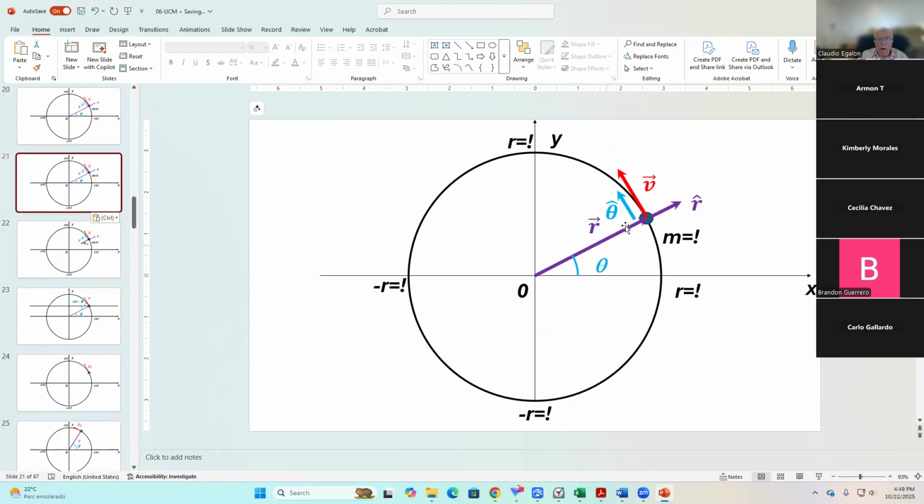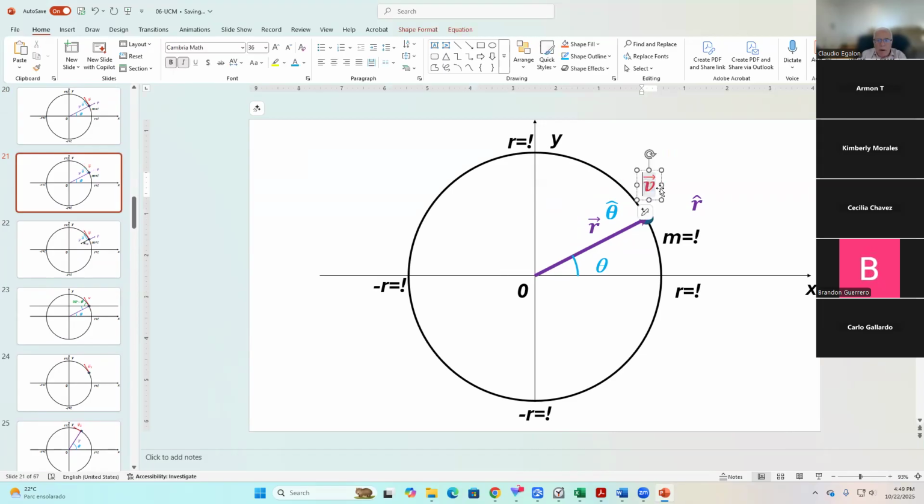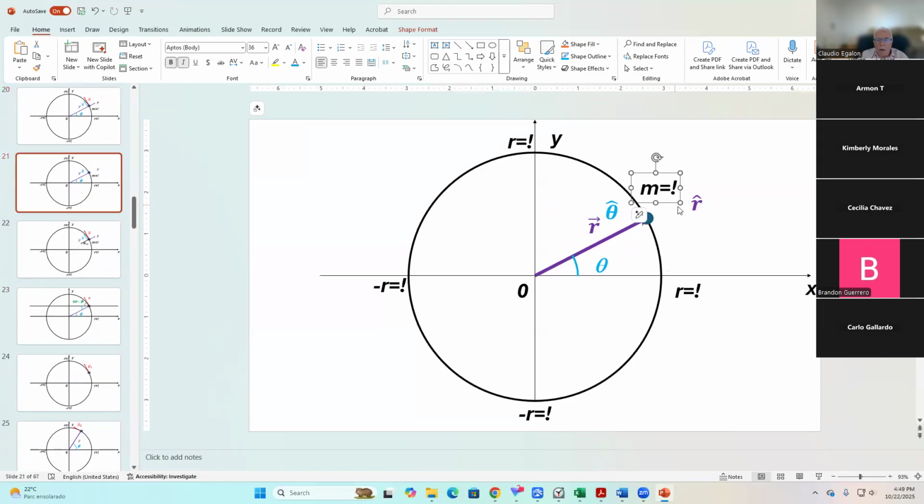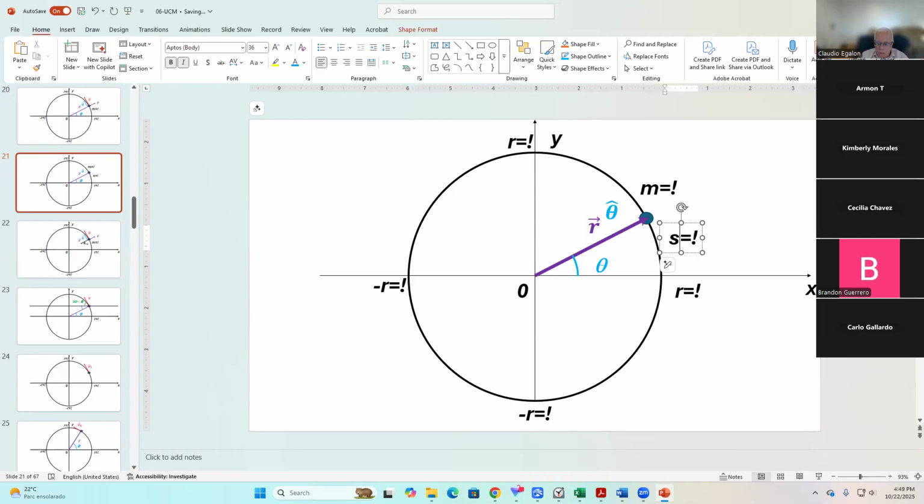And I'm going to come up with another slide. Get rid of that for now. I don't need that. This length here is S. And theta, this length that you see right in here is S, and theta is S divided by R.